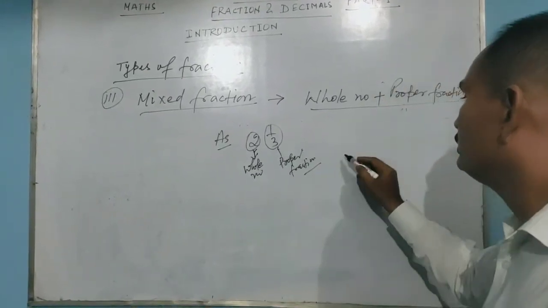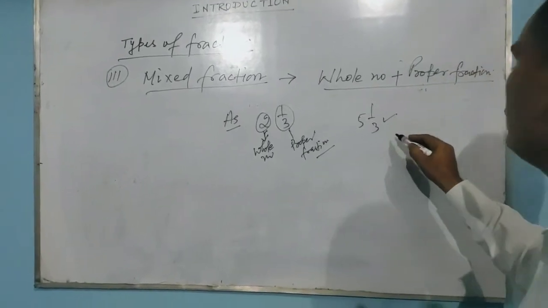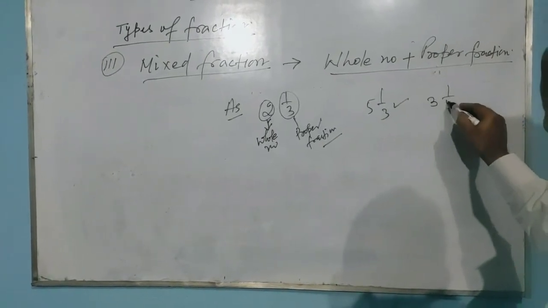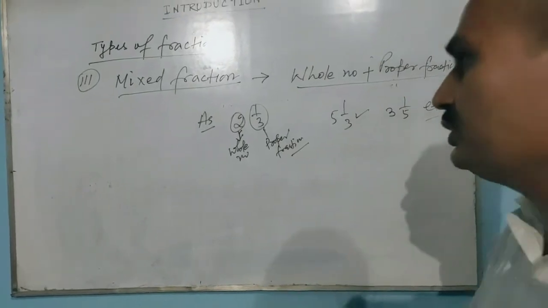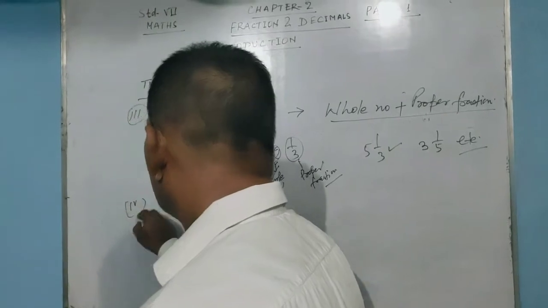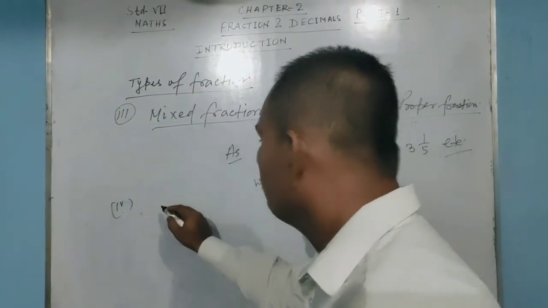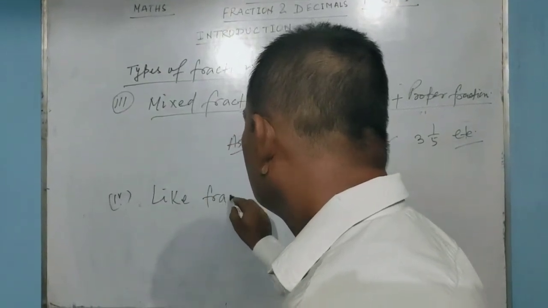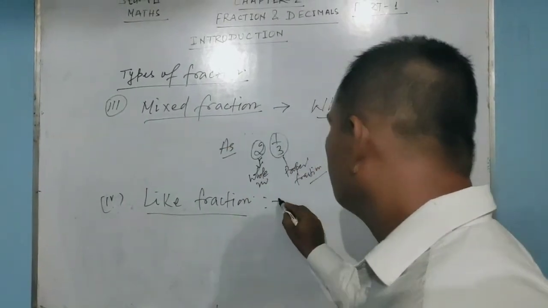Okay. Next example, 5 whole 1 over 3, 3 whole 1 over 5, etc. This is a mixed fraction. Okay, next is like fraction. What is a like fraction?